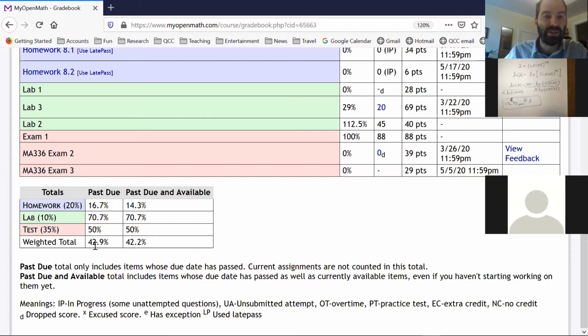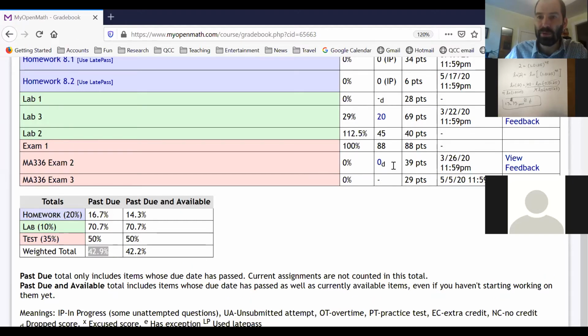And your weighted total is right here. This is your grade in the class so far. Keep track of that number. The final exam is something like 30% of your grade, so it can make a fair bit of difference. The final exam is Thursday of next week, the 21st, and you can take it anytime between 10 a.m. and 8 p.m. Any other questions?